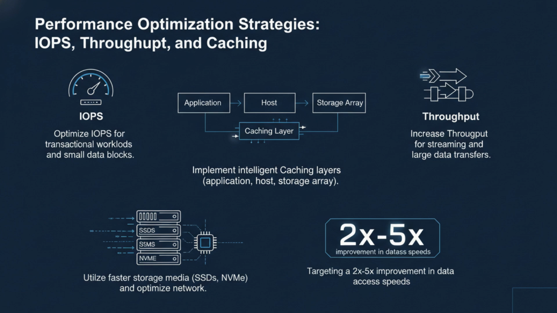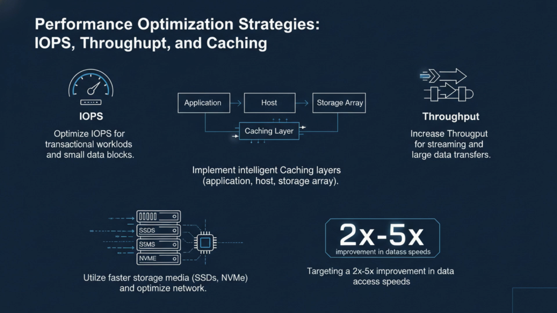Beyond cost, performance is equally vital. Optimizing persistent volumes for speed involves several key techniques. Improving IOPS, or input-output operations per second, ensures quick access to small data blocks, critical for transactional databases. Enhancing throughput, which is the rate of data transfer, is vital for streaming applications or large file transfers. This often means leveraging faster storage mediums like SSDs or NVMe drives.